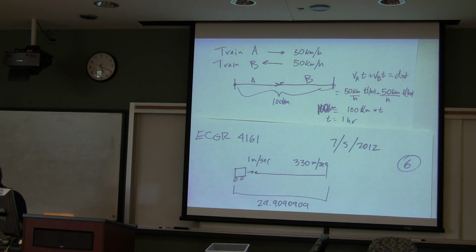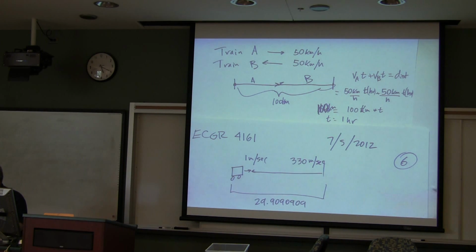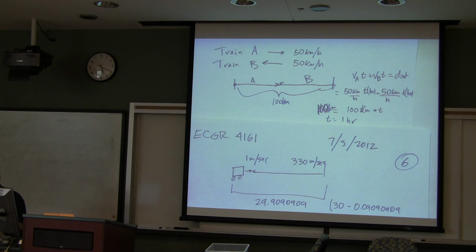29.9090909, I believe that's correct, right? Is it one? Pardon me? Oh, I'm confused. Never mind. That's right. Well, that's because this is just 30 minus 0.09090909.